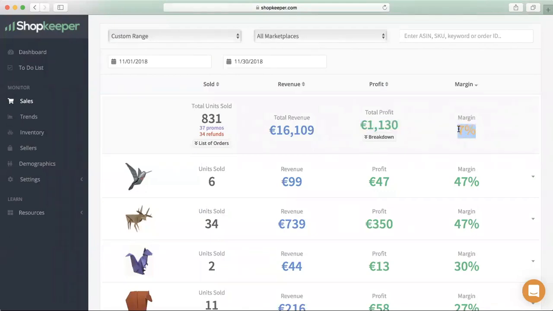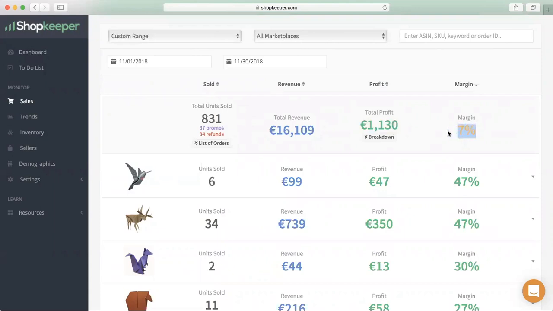And the margin shows 7%. Now, if you are a private label seller, you probably know that the normal margins that private sellers are making is about 30 to 40%, right? So that's a very good margin. That means that 7% is a red warning flag for you.